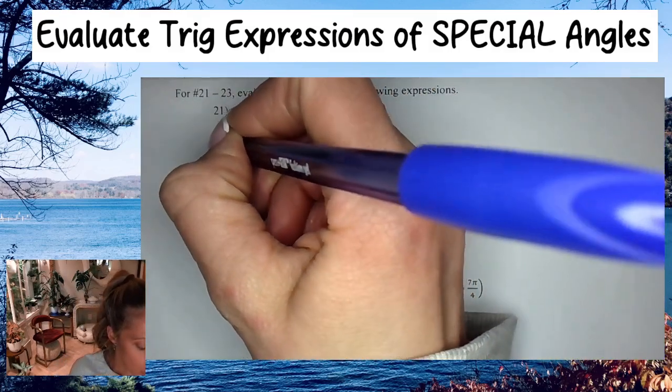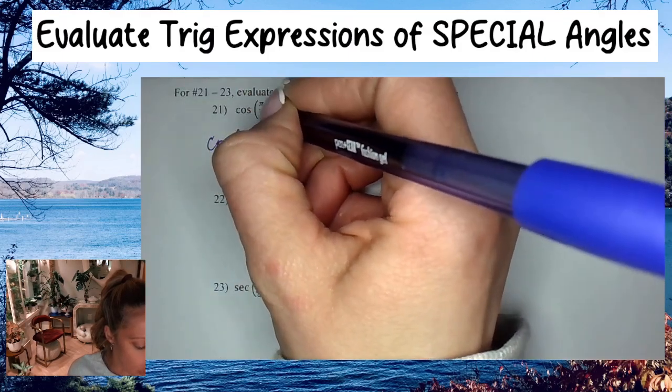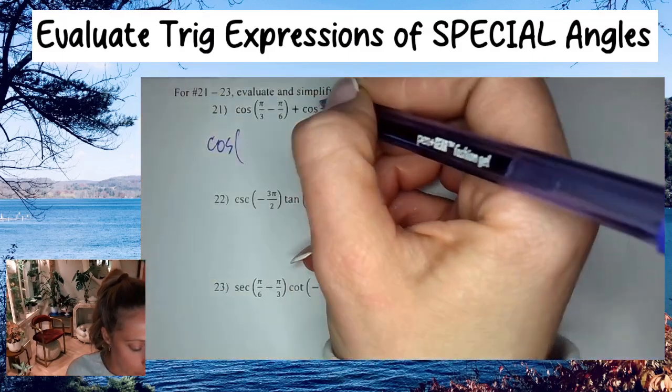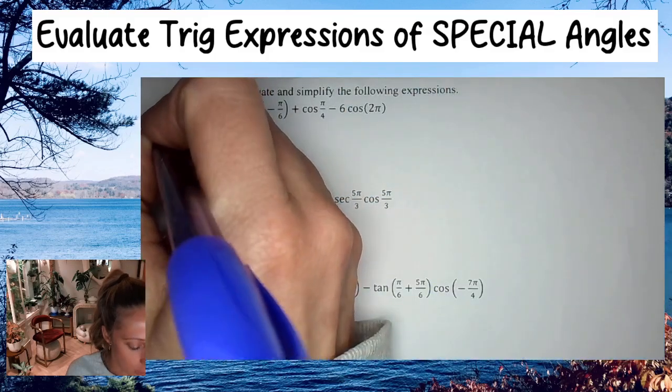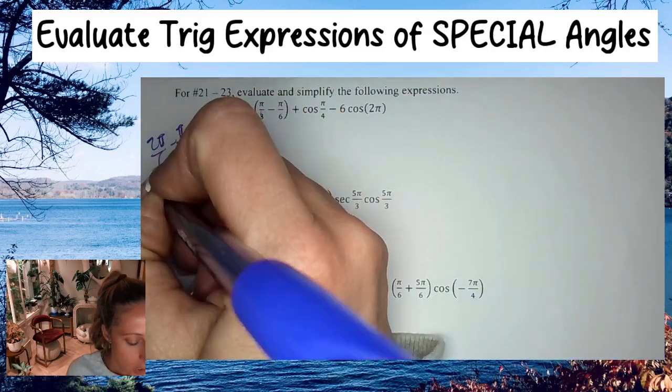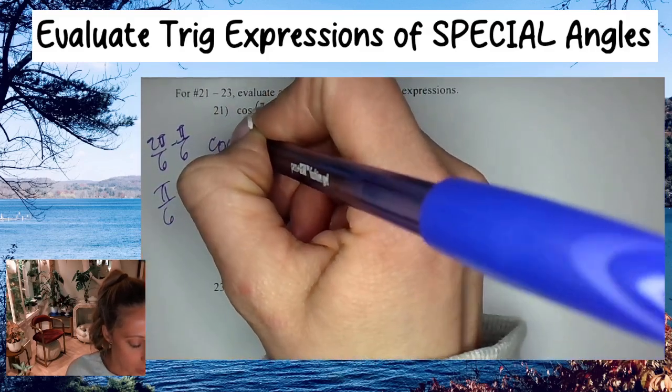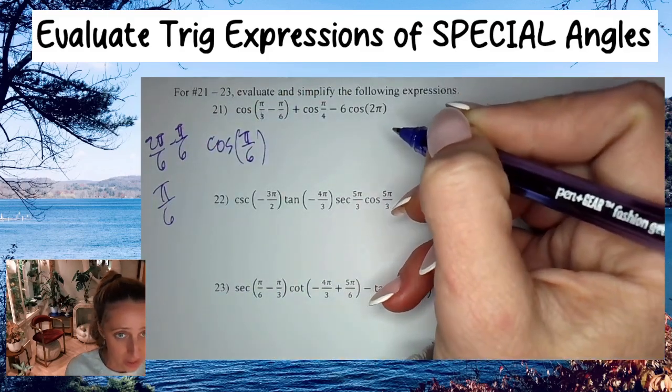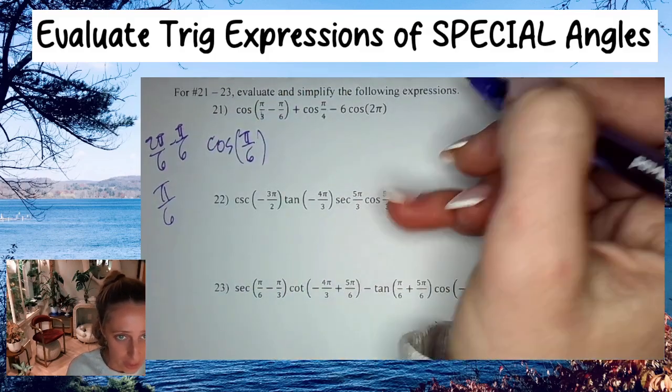So what I'm going to do is find the cosine of, on the side, multiply on top and bottom by 2. That's 2 pi over 6 minus pi over 6, right? That equals pi over 6. So that means you're really doing cosine of pi over 6. That's it. You don't need to do the sum or difference angle identity.